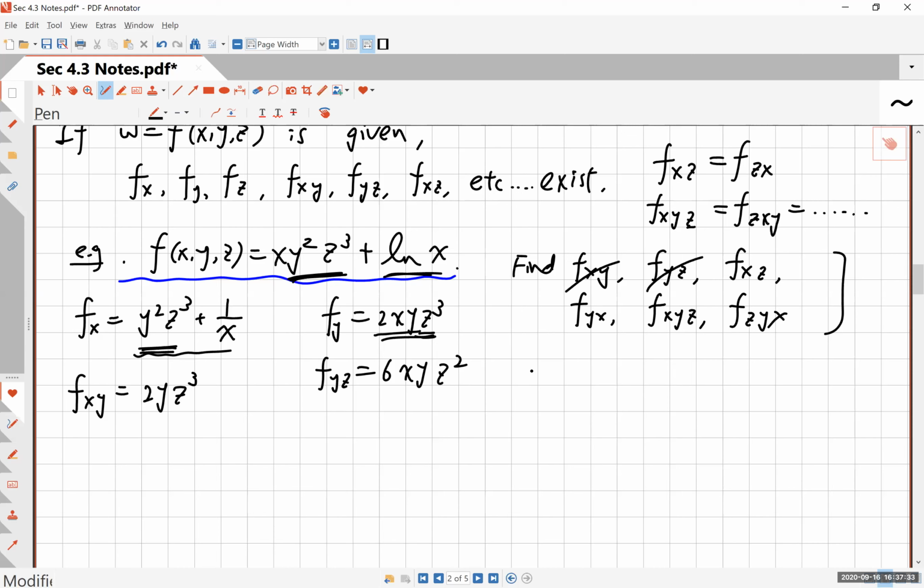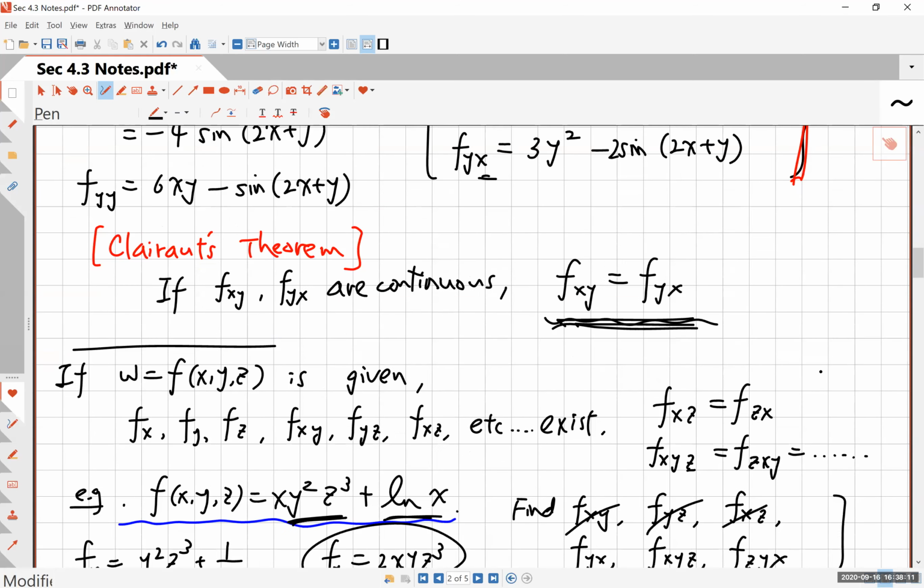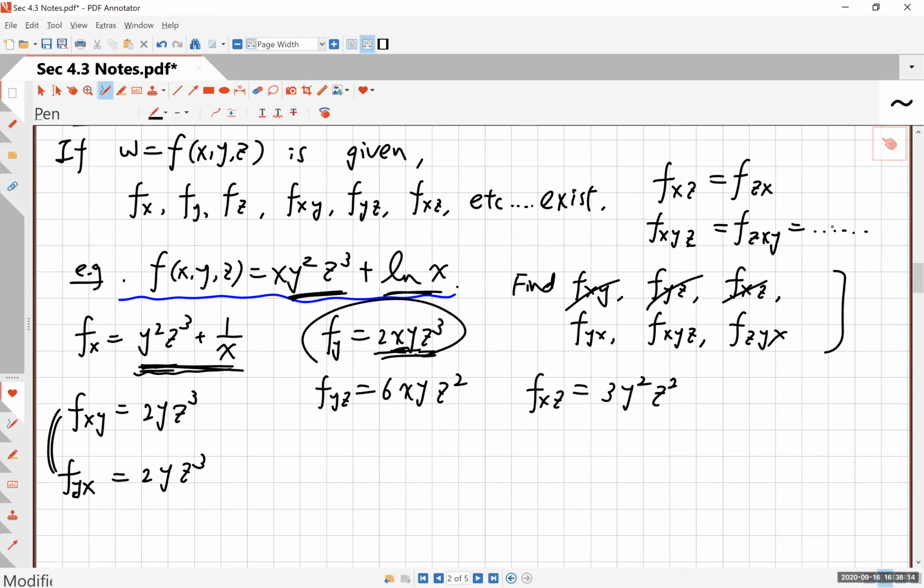How about f sub xz? We don't have that, do we? F sub xz is the derivative of this thing with respect to z, so that becomes 3y squared z squared, and of course 1 over x disappears. That's done. Okay, how about f sub yx? So you take this thing and take the partial of that with respect to x, and that would be 2yz cubed, because again, this is like a linear function of x, right? Notice here, these are equal to each other, as we expected, thanks to Clairaut, who proved the theorem. And this is just a verification of his theorem, that his proof is correct.